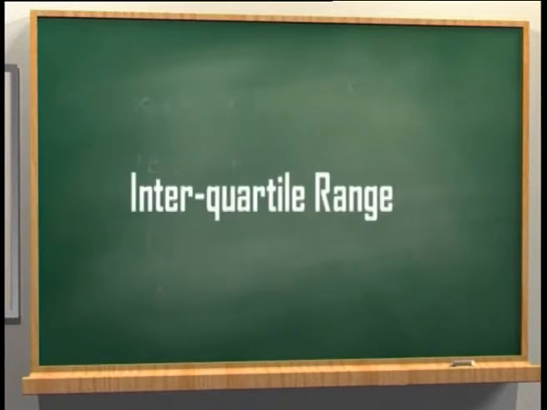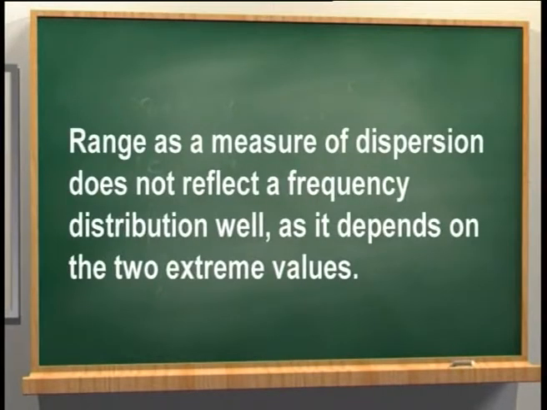Let's now discuss the interquartile range. Range as a measure of dispersion does not reflect a frequency distribution well, as it depends on the two extreme values. Even one very large or small observation away from the general pattern of other observations in the data set makes the range very large. For example, when the range is found to be excessively large because of the presence of one very large observation, and to avoid such extreme observations, particularly when there is a strong central tendency, the interquartile range is useful as a measure of dispersion.